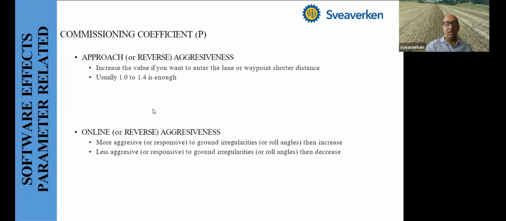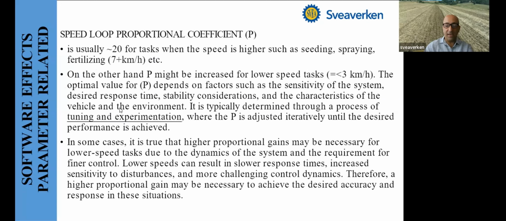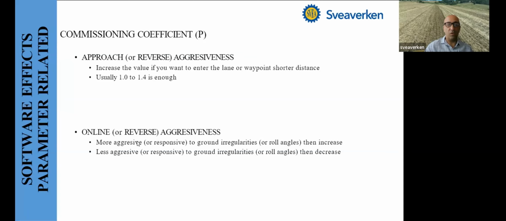But more important than that, and should be checked over and over again, is the second value. That is the online aggressiveness, which is actually during the operation stage. If you want our vehicles to be aggressive or not, then we should know that if we increase the value to a higher level, then the roll angles are detected in a shorter period and corrected immediately.